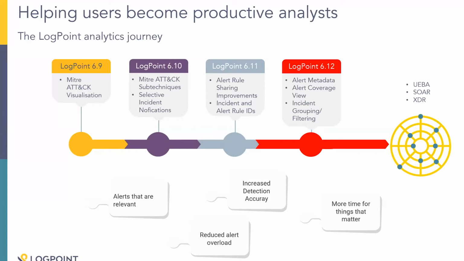In a way, we've been on this journey for quite a few versions. You might remember Lockpoint 6.9 is where we introduced the MITRE ATT&CK visualization, which was really about the outcome of the alerts, where we were able to map them against MITRE and make it a bit easier to understand what is happening in your environment and what categories it's happening in.